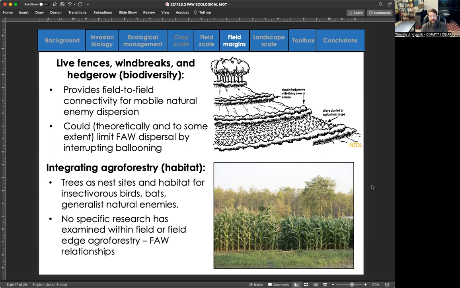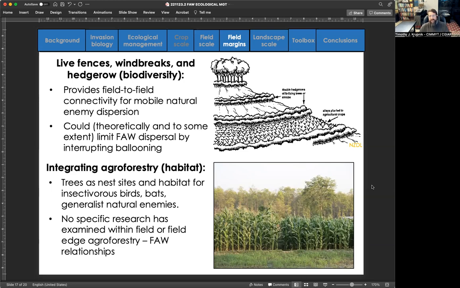This also could theoretically, to some extent, limit fall armyworm dispersal by ballooning if you have, for example, breaks between fields, natural habitat barriers between fields, planting of alternative crops between fields that would limit movement from one field to the other, and maize planted in adjacent fields where fall armyworm are ballooning and moving from plant to plant. But again, this has not in Asia yet been demonstrated really conclusively and remains a research hypothesis, but a plausible one.